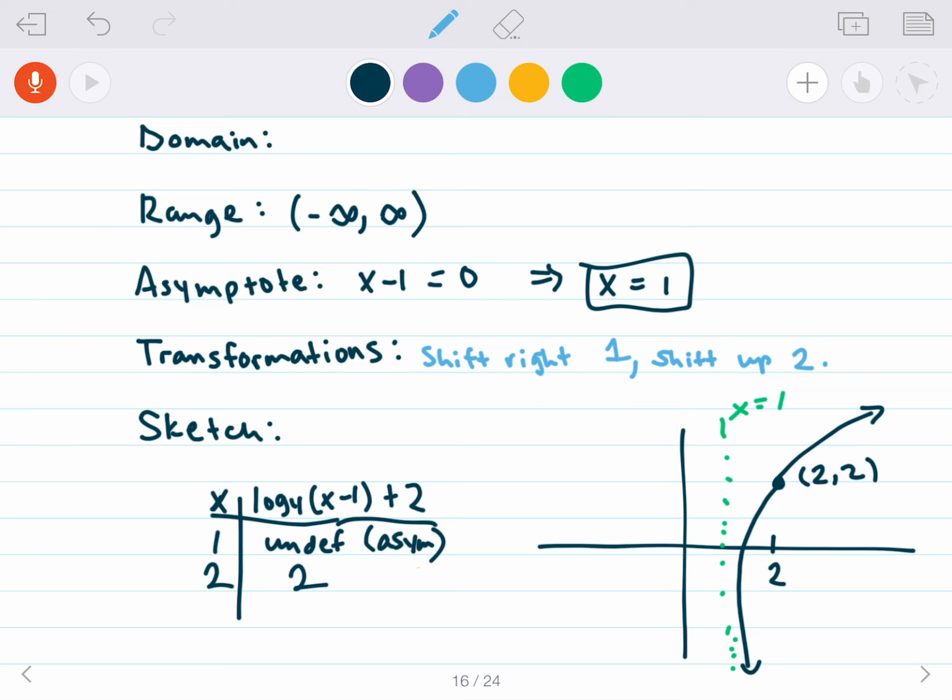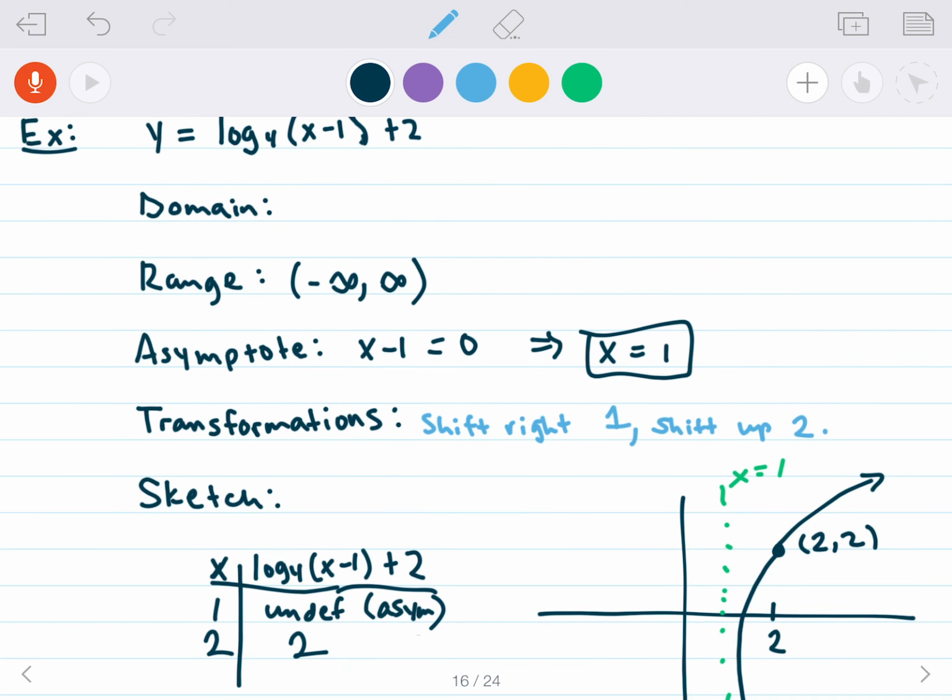Now, I do want to warn you, if you put this in Desmos, it's not going to look like the range is all real numbers, okay? Because it does a weird thing where it cuts off at the asymptote, but just know that Desmos is not pictorially accurate in that way for these logarithms, okay? So range is all real numbers.